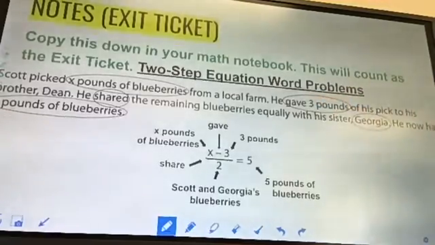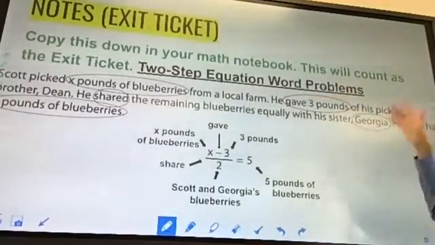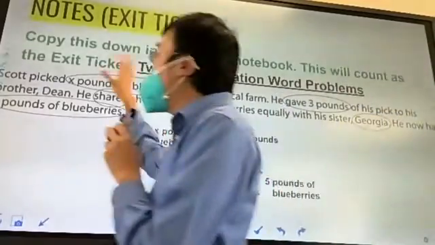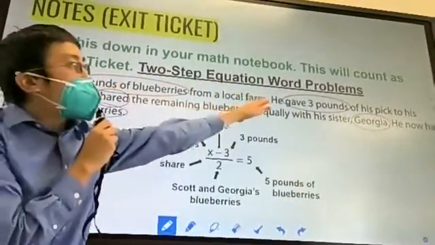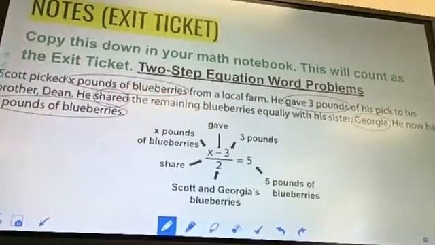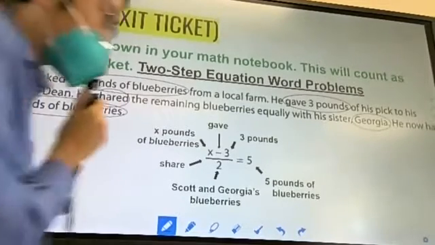So for your exit ticket today, it's very straightforward. I want you to copy down everything that is not in green. The title is called Two-Step Equation Word Problems, and I'll read the problem. Scott picked X pounds of blueberries from a local farm. He gave 3 pounds of his pick to his brother Dean. He shared the remaining blueberries equally with his sister Georgia. He now has 5 pounds of blueberries.